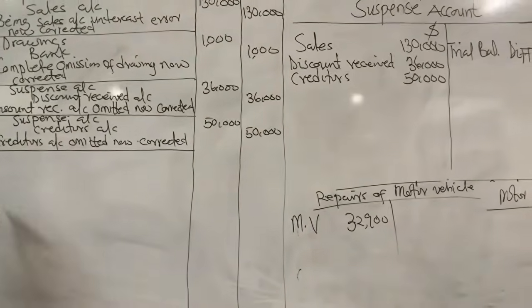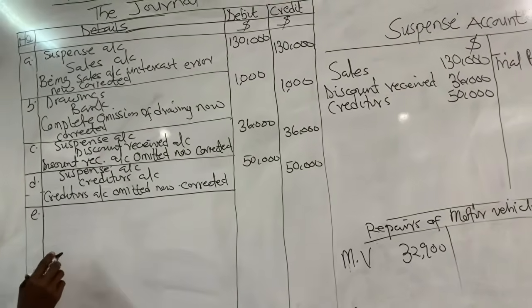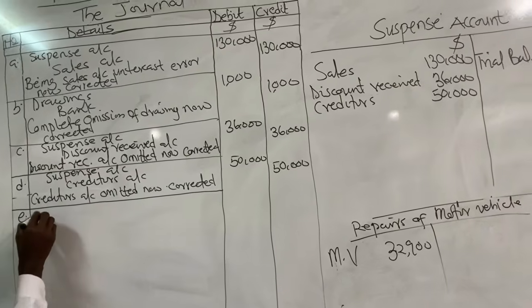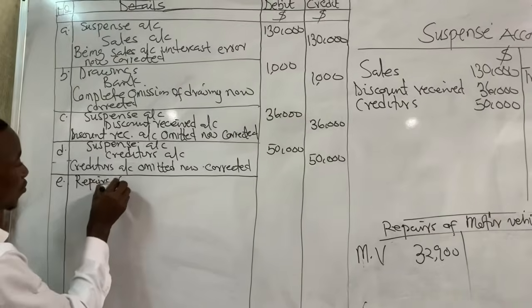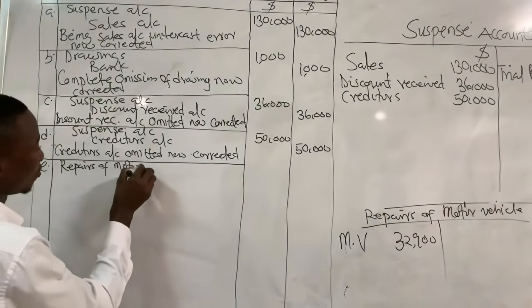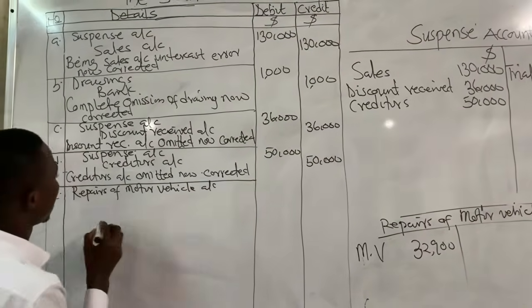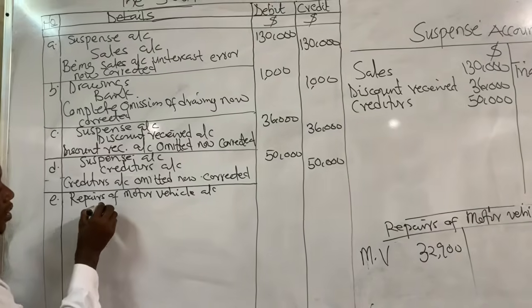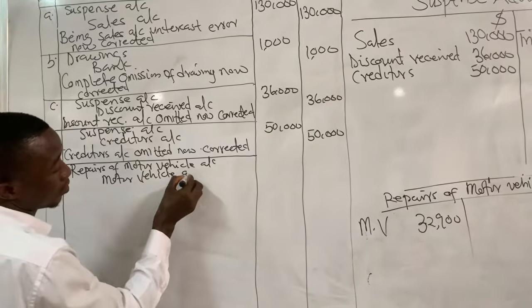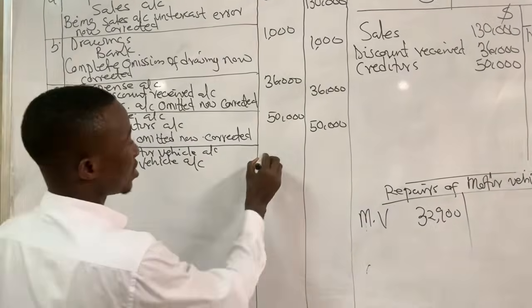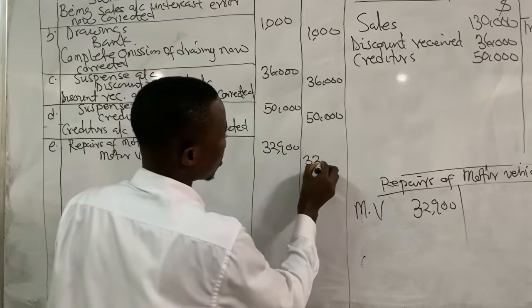We come to the journal. So that is E. The repairs of motor vehicle receives a debit entry, so we write repairs of motor vehicle account. Then the next will be motor vehicle account because it has the credit entry. And the amount here is 32,900.